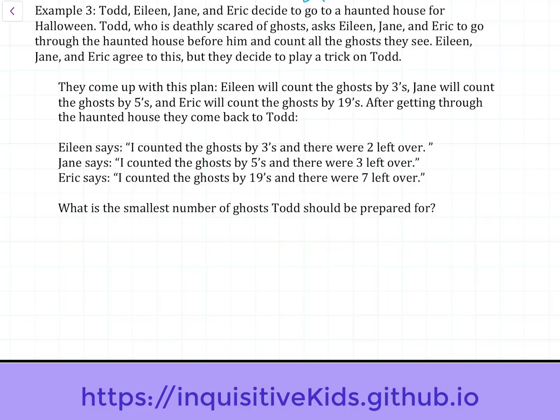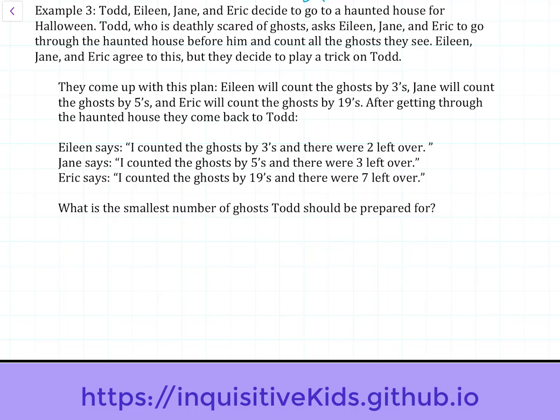Eileen will count the ghosts by 3s, Jane will count the ghosts by 5s, and Eric will count the ghosts by 19s. After getting through the haunted house, they come back to Todd, and Eileen says, I counted the ghosts by 3s and there were 2 left over. Jane says, I counted the ghosts by 5s and there were 3 left over. Eric says, I counted the ghosts by 19s and there were 7 left over. What is the smallest number of ghosts Todd should be prepared for?